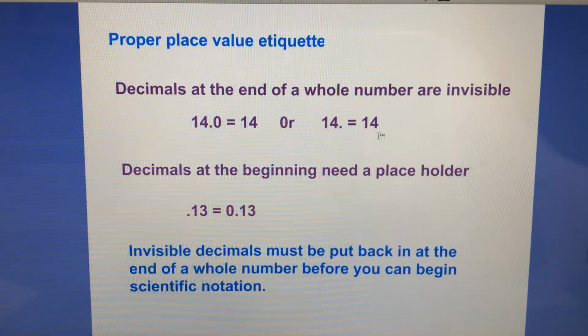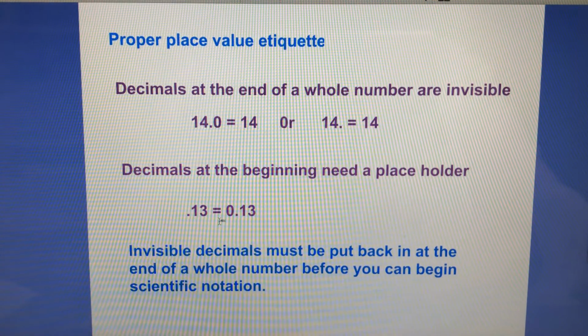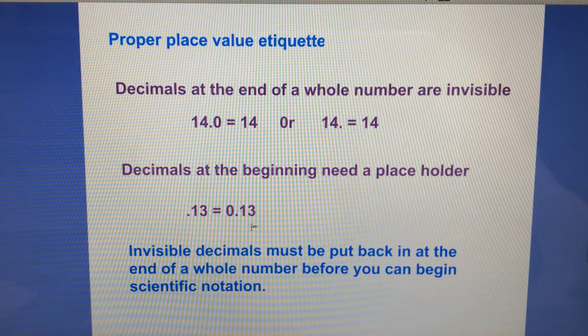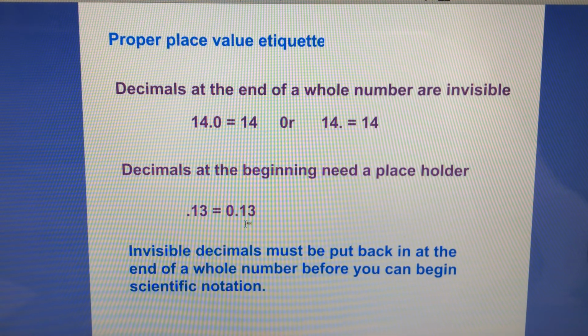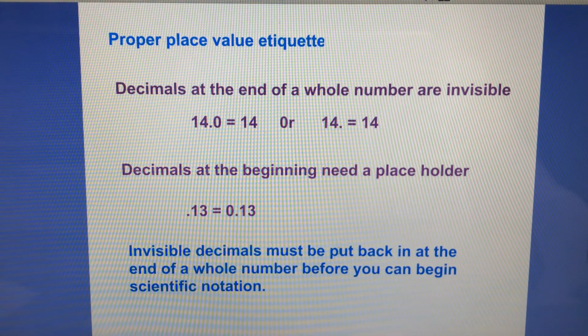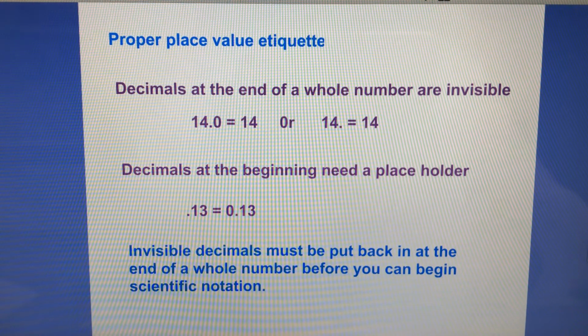Decimals at the beginning need a placeholder. .13 equals 0.13. It holds that decimal in place so you don't lose it. Decimals are really tiny. We need to keep track of them. Invisible decimals must be put back in at the end of a whole number before you begin scientific notation.